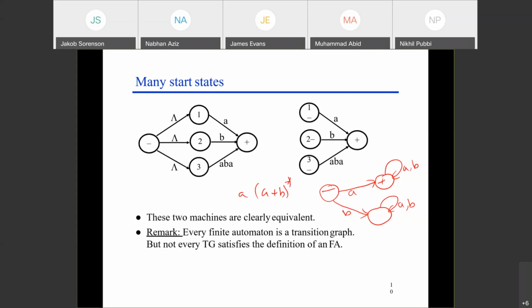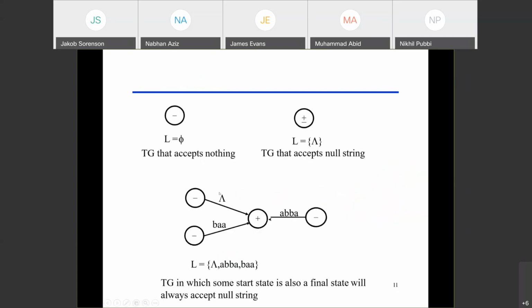Every TG is not an FA because when you do not take care of garbage collection when you pass a word, this will not be an FA. But if you draw a TG that exactly meets all the conditions of FA, then yes, that will be an FA also. So every FA is a TG, every TG is not an FA. Perfect. Very nice. So every FA is a transition graph, but not every TG satisfies the definition of an FA. This is very good. Now look at this one. We have this machine here.